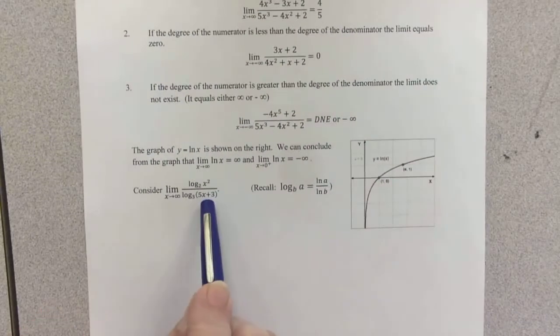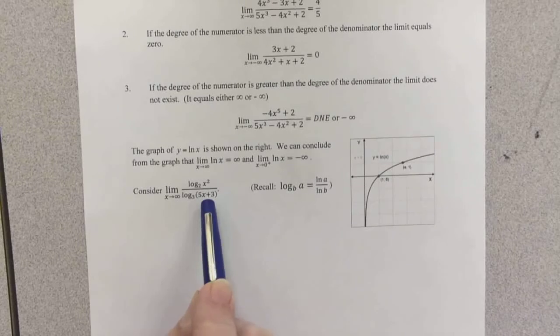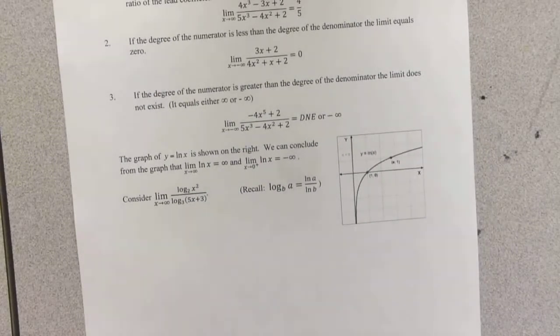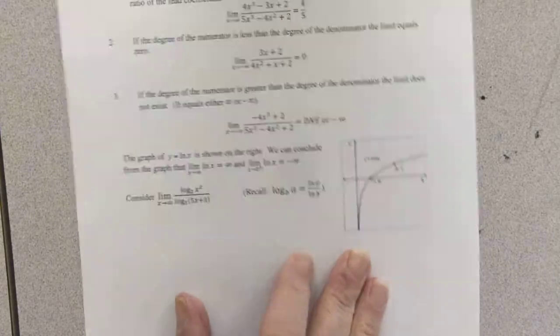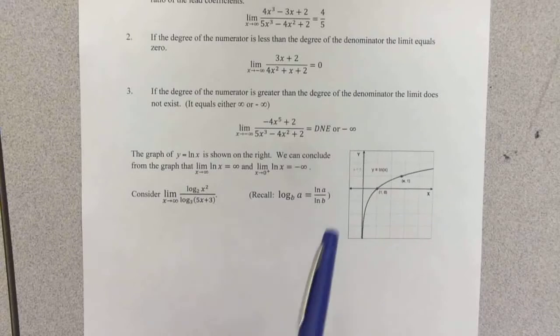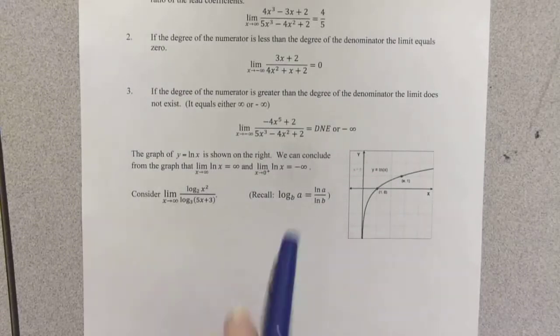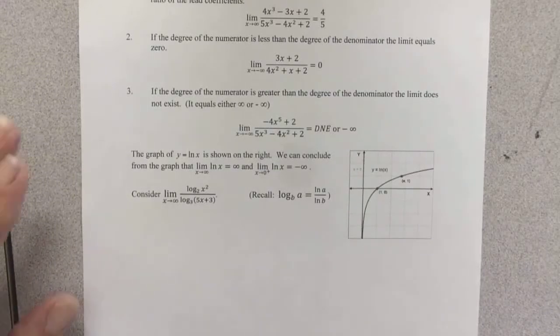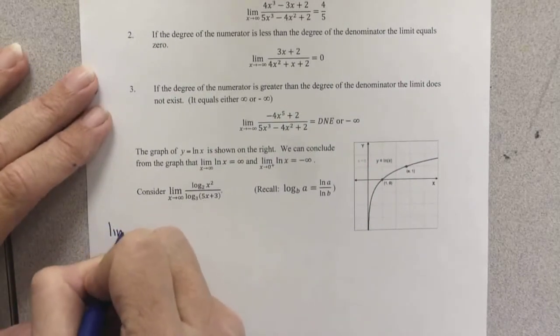And so this is the problem we're going to look at. The limit as x goes to infinity of log base 2 of x squared over log base 3 of 5x plus 3. And recall that I did not have you memorize any new calculus formulas for other base logs. What we did for all other base logs was immediately change it to natural logs. We have plenty of calculus formulas for natural logs, so that's what we're going to do. So that's what I'm going to do first.